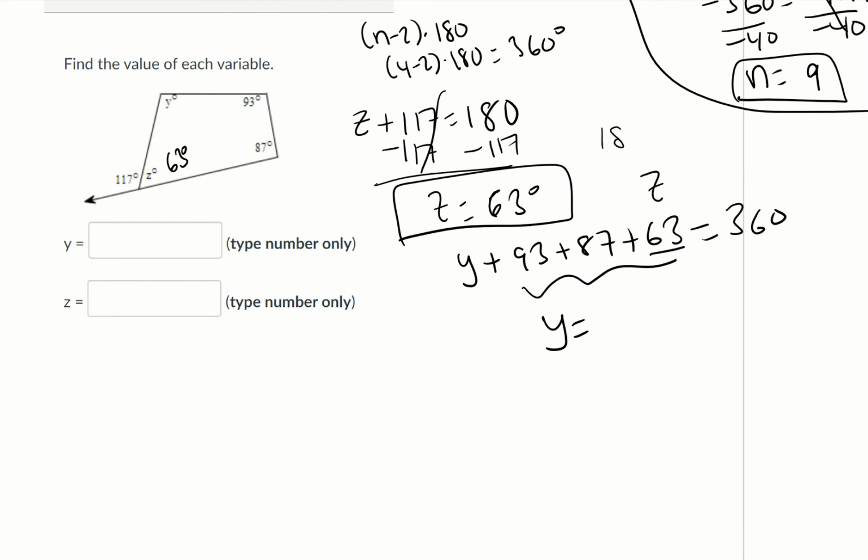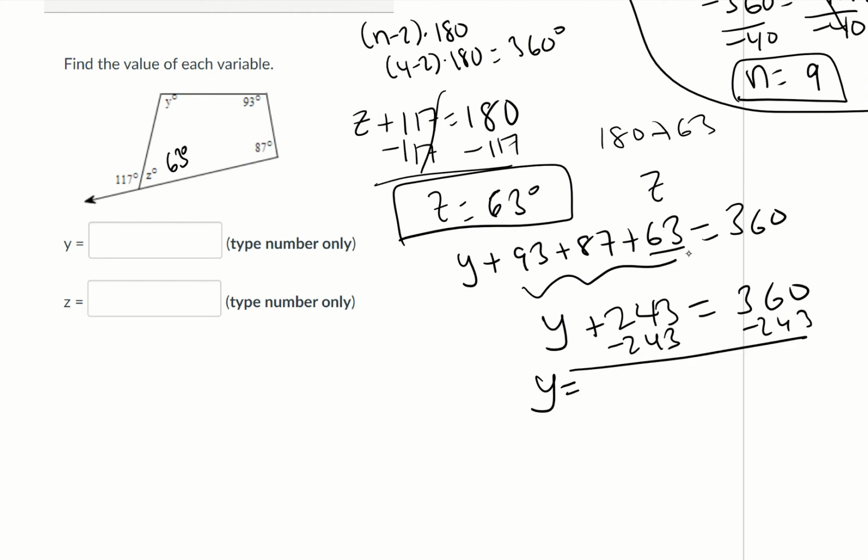So let's see here, 180 plus 63, that's 243. So y plus 243 equals 360, and then we can go ahead and subtract 243 on both sides. And we should get, let's see here, that's 117. So we get 117 degrees.